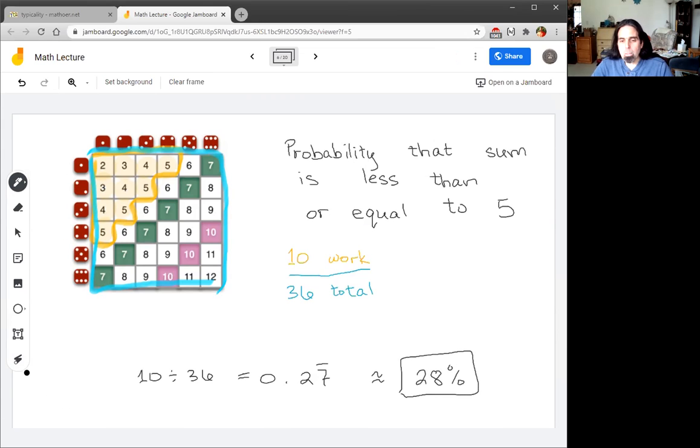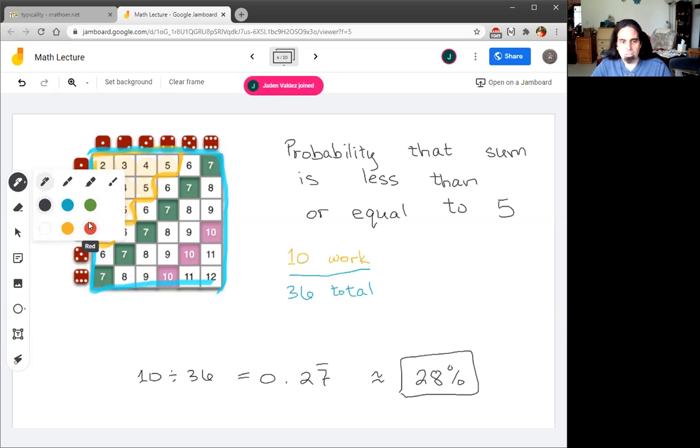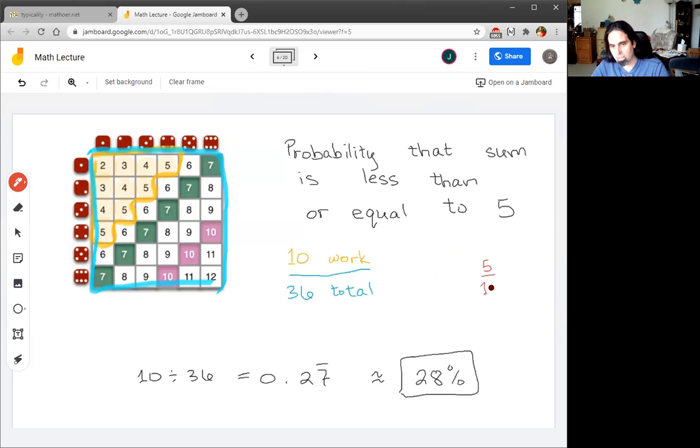What we don't normally do, unless you work in advertising, is reduce this. It is true that this is the same thing if I divide top and bottom by 2 as 5 over 18. But there's nothing in the situation about 5 over 18. It's not like 5 things worked out of 18 things. The real life situation had 10 things that we counted and 36 things that we counted. If you reduce your answer for probability, then you're imagining a different situation. So there we go.